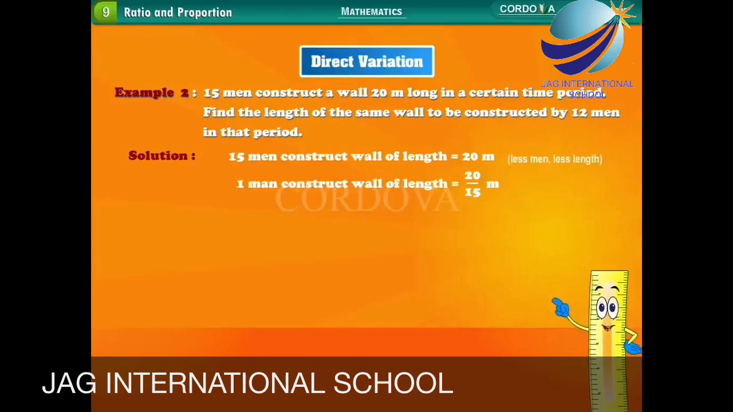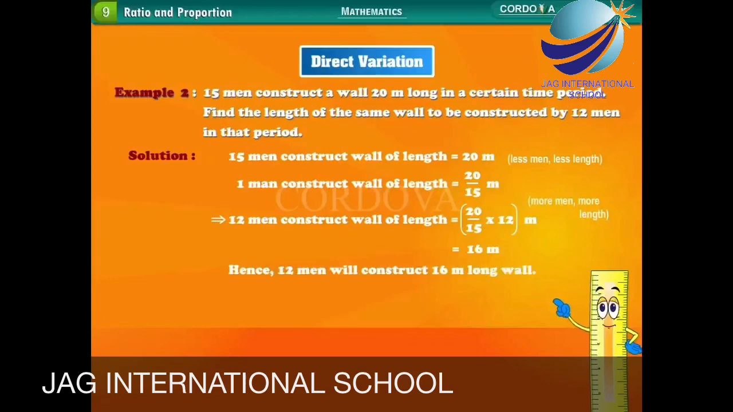Less men, less length. This implies 12 men construct wall of length which is equal to 20 upon 15 into 12 meters, which is equal to 16 meters. Hence, 12 men will construct 16 meters long wall.